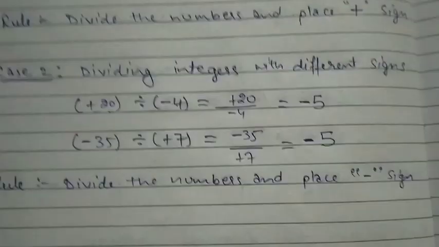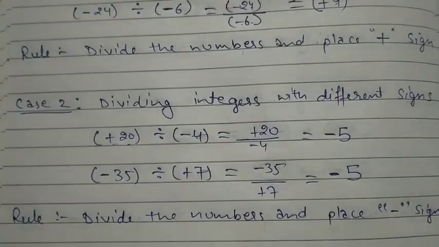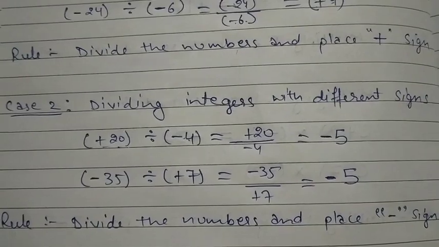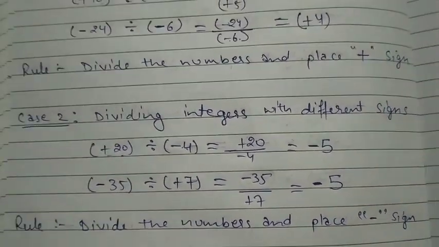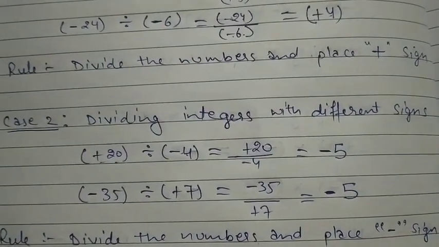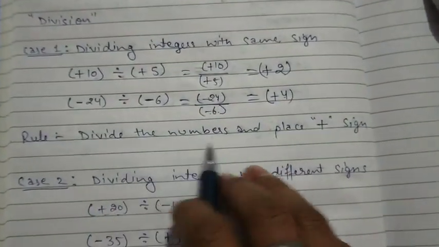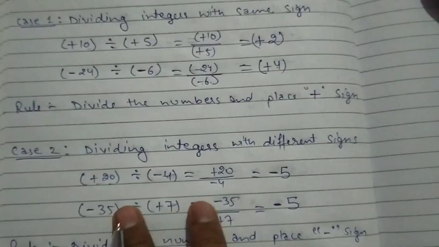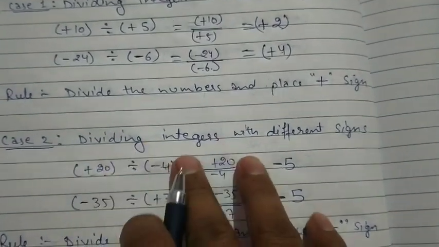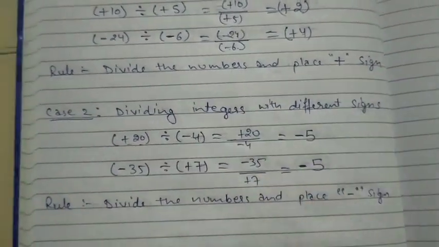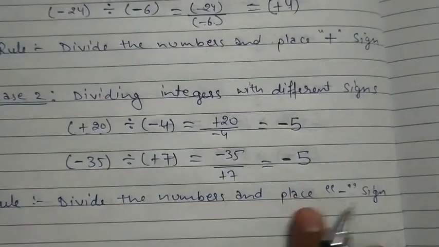I hope you understood how to multiply and divide integers. The rule is very simple. To multiply or divide numbers with the same sign, simply multiply or divide the numbers and place a plus sign. And to multiply or divide integers with different signs, simply multiply or divide the numbers and place a minus sign.